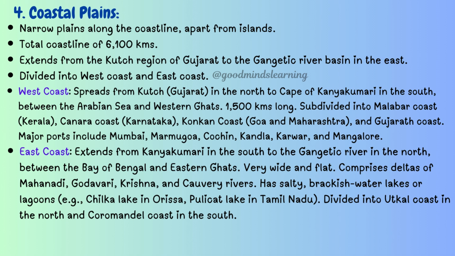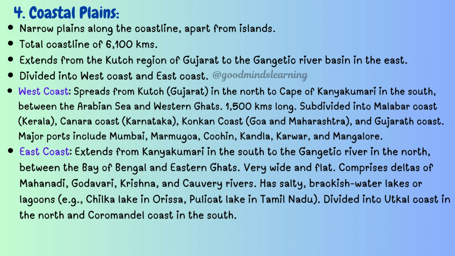1,500 kilometers long. Subdivided into Malabar Coast Kerala, Canara Coast Karnataka, Konkan Coast Goa and Maharashtra, and Gujarat Coast. Major ports include Mumbai, Marmugao, Cochin, Kandala, Karwar, and Mangalore.